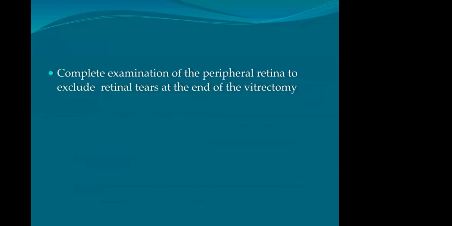Then, once you remove the lens fragment from the vitreous, the most important thing next is to complete examination of the peripheral retina to exclude retinal tears at the end of the vitrectomy. Because you might clean everything, take the lens fragments out, and happily come out, there can be a tear remaining and cause retinal detachment later. So it is very important to check the periphery, and if you have any suspicious place, do apply laser to those areas.